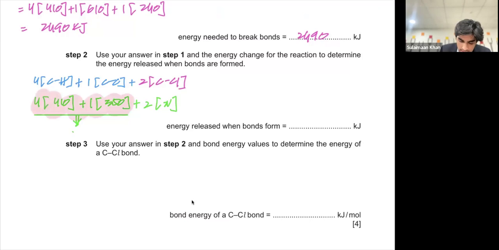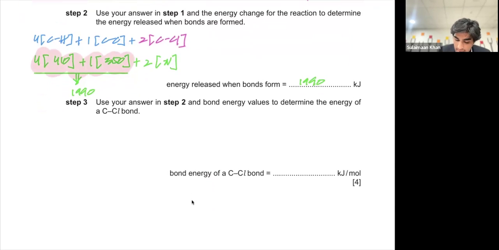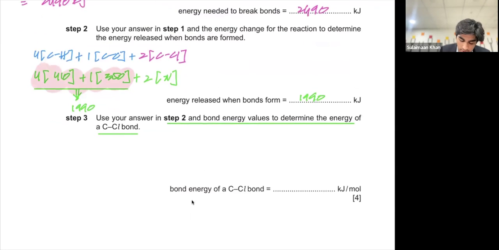What do we get? 1990. Thank you. So that's 1990. That's the energy released when these bonds form. But wait, hold up a second. It says use your answer in step 2 and the bond energy values to determine the energy of CCl bond. Now let's look at this. Let's determine the energy of CCl bond.